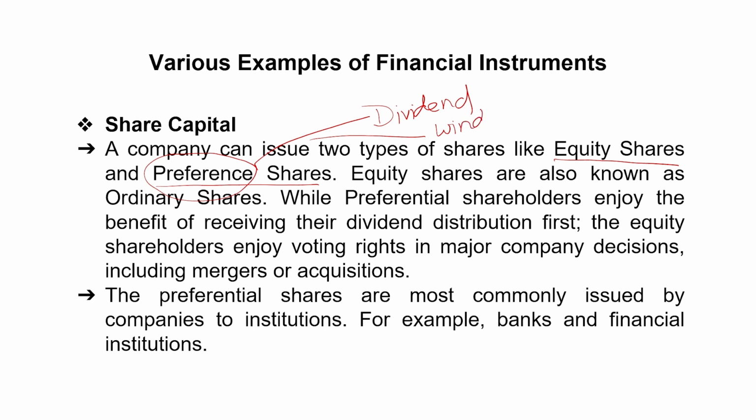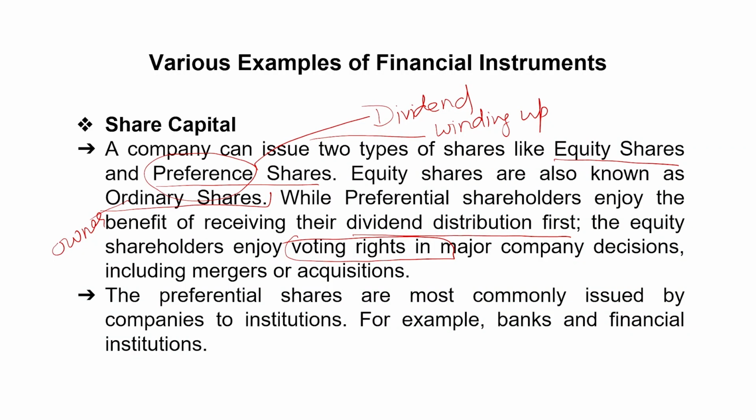At the time of winding up, the first right to participate in the assets of the company is in the hands of preference shareholders. Equity shareholders are also known as ordinary shareholders, and they are considered the owners of the company in the real sense. While preference shareholders enjoy the benefit of receiving their dividend first, equity shareholders enjoy voting rights in each and every matter. Every issue is put before the equity shareholders for a vote, and they decide the policies in the light of well settled law, in the light of equity, in the light of well settled principles of business law. So, voting rights are available only to the equity shareholders.